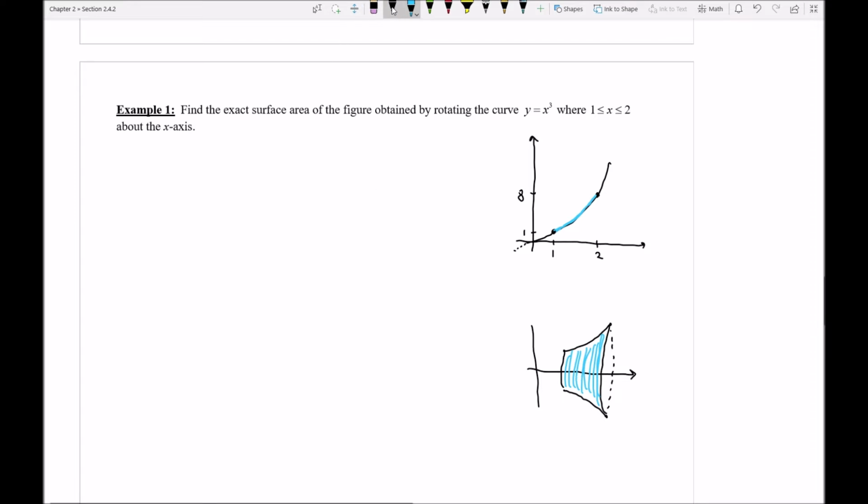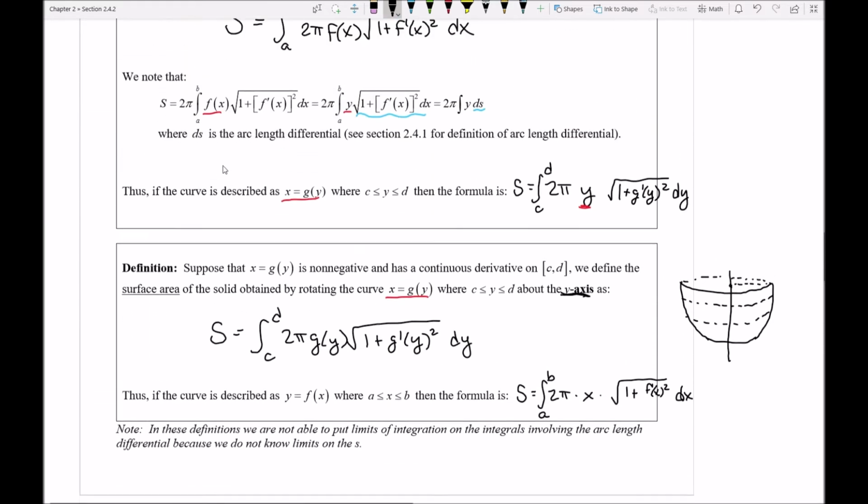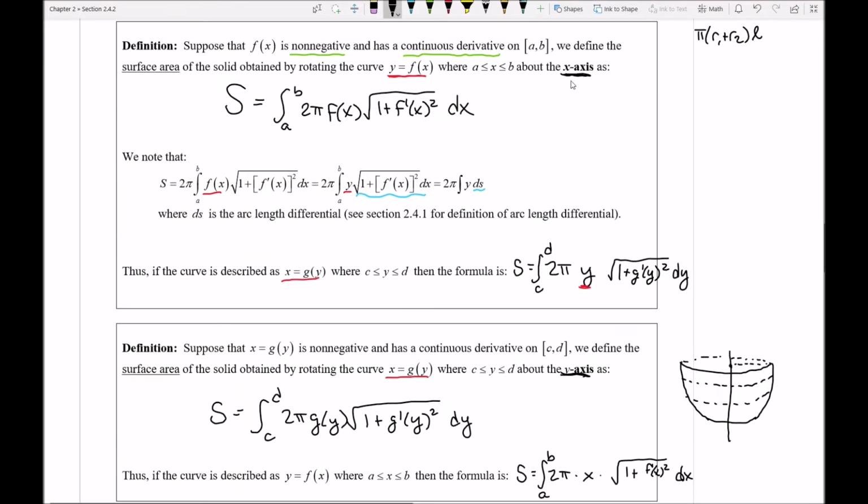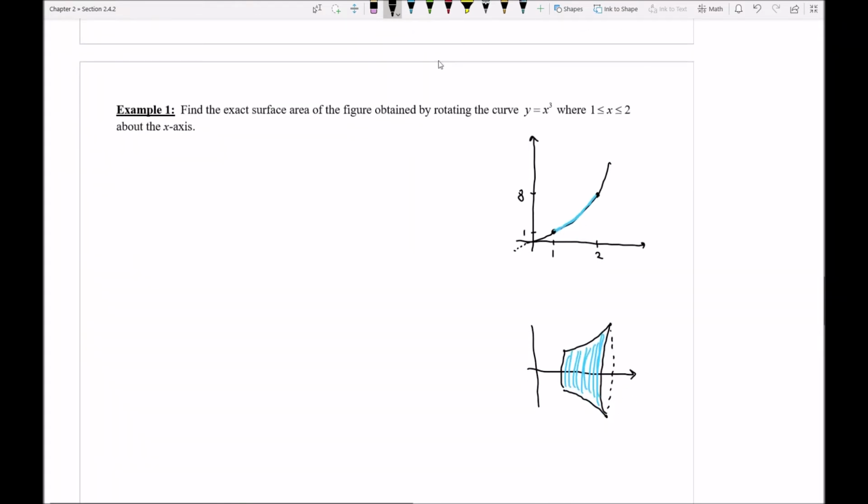Now, I have that surface area formula that we came up with in the last video, but remember that it had some important conditions. To use this surface area formula when rotating around the x-axis, or the y-axis actually, I had to have a function that was non-negative and had a continuous first derivative. So I'm going to check those right away. This is not an option, this is a must.